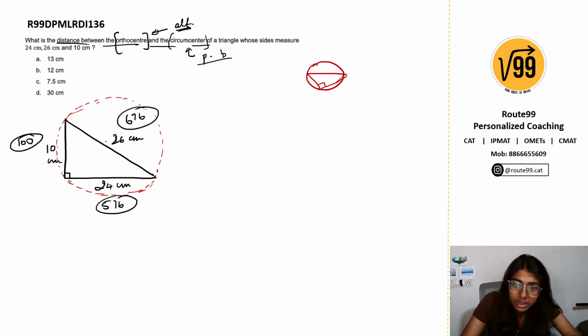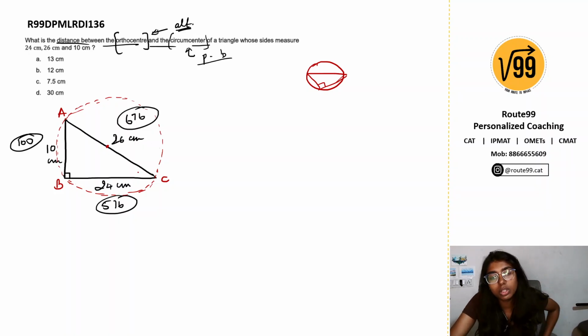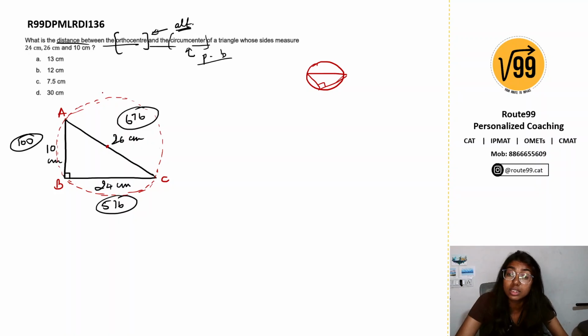right? So basically this length, if I name the triangle ABC, AC is the diameter of this circle, तो ये इसका center हो जाएगा. So AC जो hypotenuse है, उसका जो center होगा, that will be the center of the circumcircle, which is your circumcenter. So this is 13. So this will also become 13, the circumradius basically.